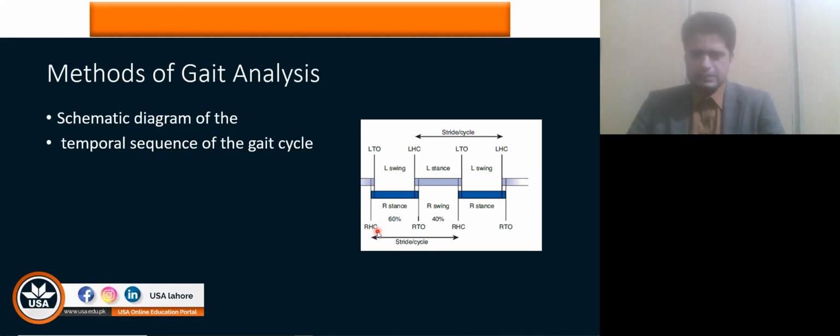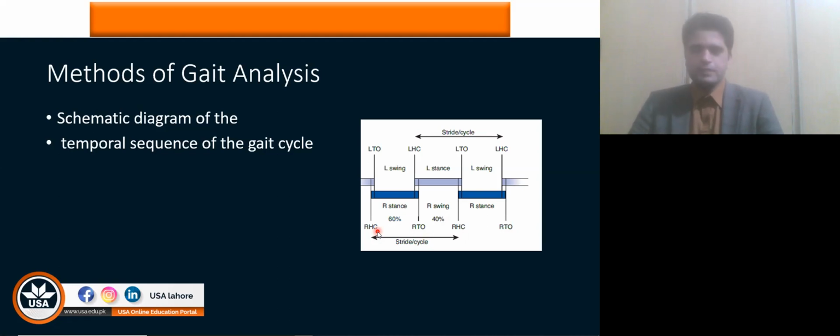So this is just to explain to you how gait analysis is being conducted. You will get a further detail and a better understanding when I will tell you about this in greater detail. So you can listen forward again.